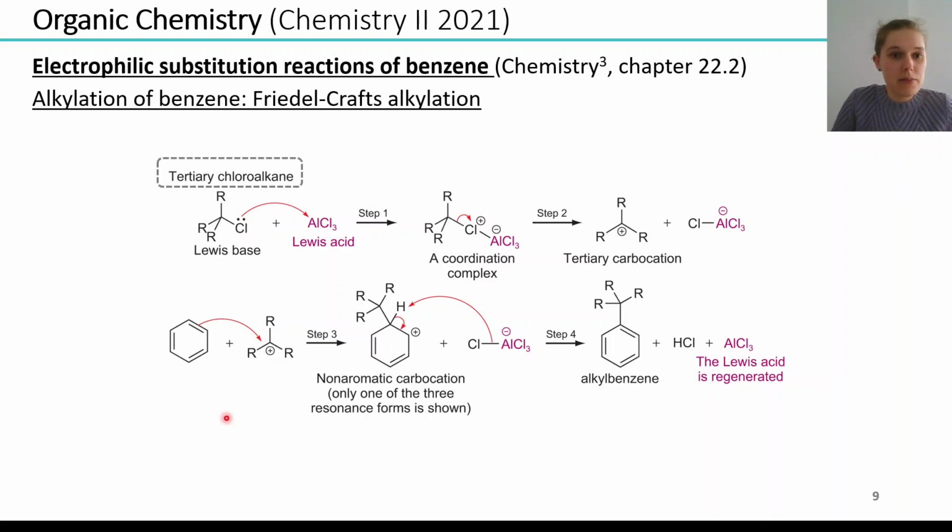Hence, in the next step, 2 electrons of the benzene attack the positively charged carbon of the carbocation. Then a non-aromatic carbocation is formed. Again, you know it already, this carbocation is only one of the 3 possible resonance forms. Subsequently, the last step takes place, which is the deprotonation of this non-aromatic carbocation. We generate the alkyl benzene molecule as well as hydrochloric acid, and we regenerate the Lewis acid catalyst.